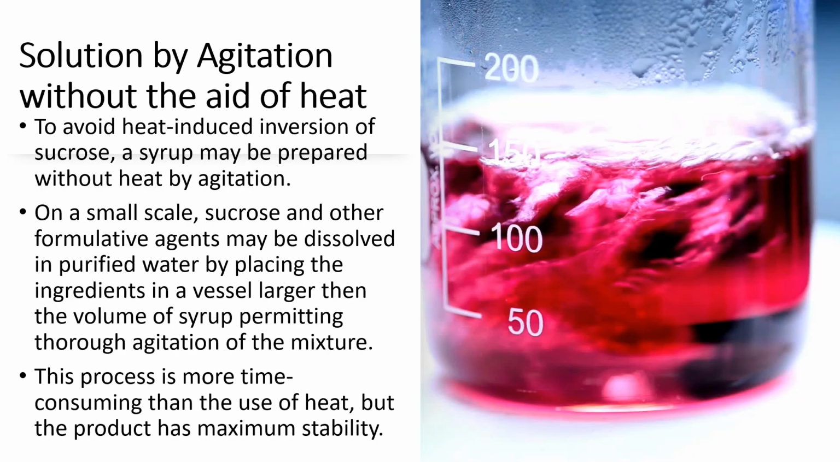The second method in the preparation of syrup is solution by agitation without the aid of heat, which is used to avoid heat-induced inversion of syrups. In this method, sucrose and other formulative agents are placed in a large vessel and dissolved in purified water. This process is more time consuming than the use of heat, but the product's stability is maintained.